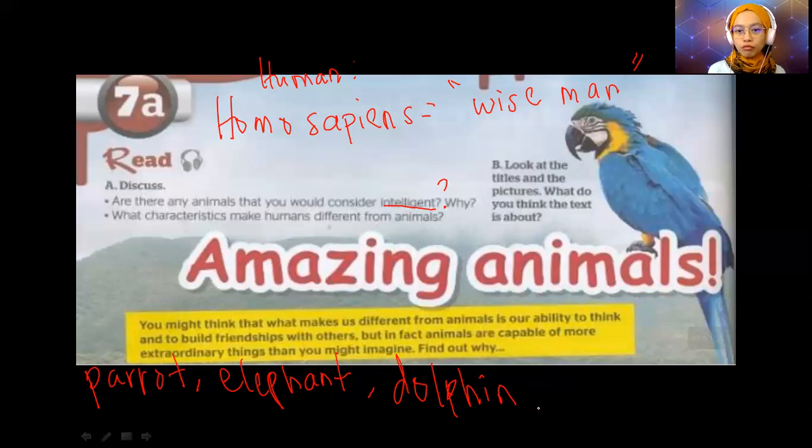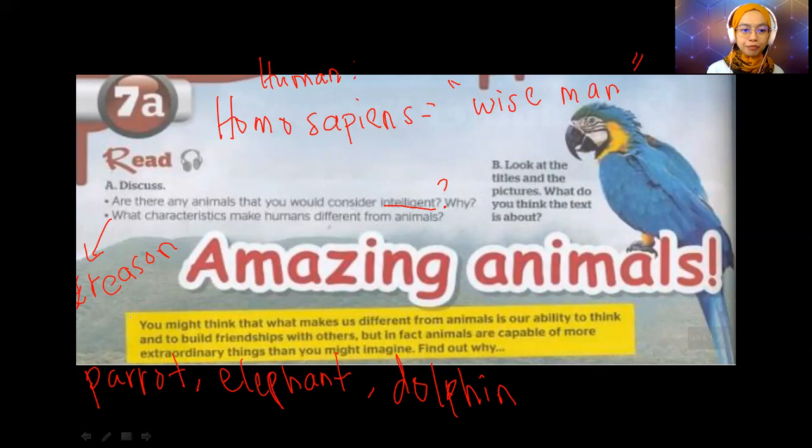Okay, so now let's proceed with the next one. What characteristic makes humans different from animals? Again, I mentioned the word Homo sapiens. I guess the difference between animals and humans is that we reason. We give reasons, we think about the pros and cons of things. We use our brain in a way that we reason things. So that would be the difference between animals and humans.